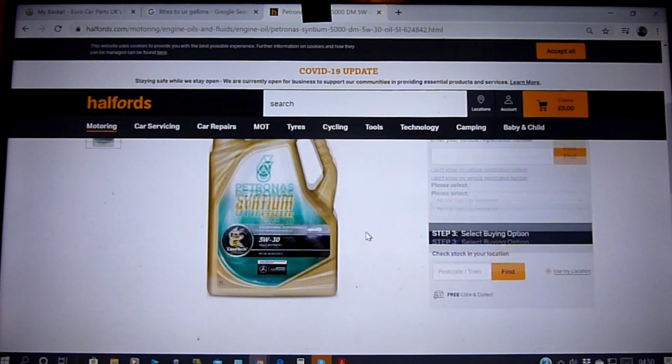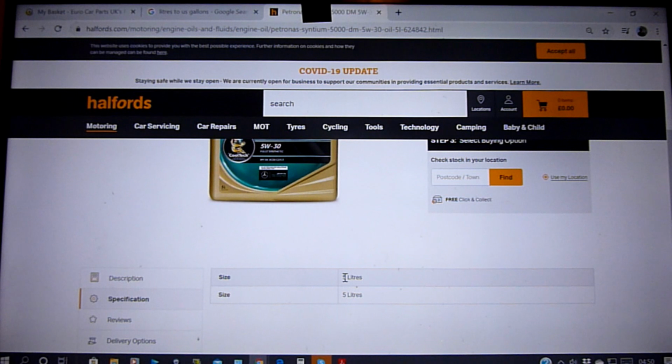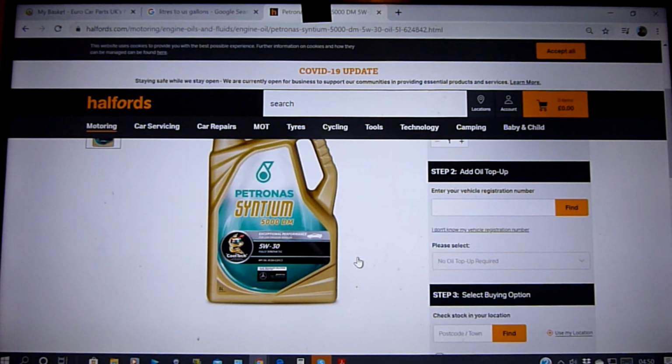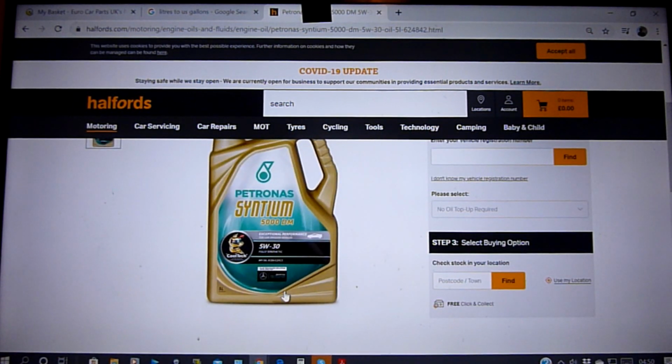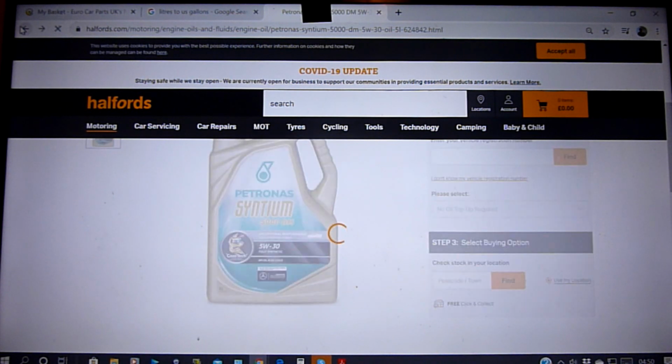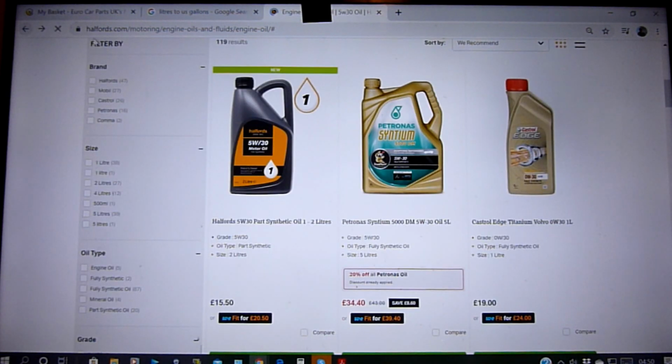Five litres. Be careful, because sometimes this is sold as 4 litres. You want an extra litre if it's a 4 litre capacity in your car for engine oil. Extra litre, add some in over the year. So it's made for Mercedes-Benz, this one. Let's go back, if there's any more cheap oil. This is probably a 1 litre, 2 litre job. Look, £15. Not good.